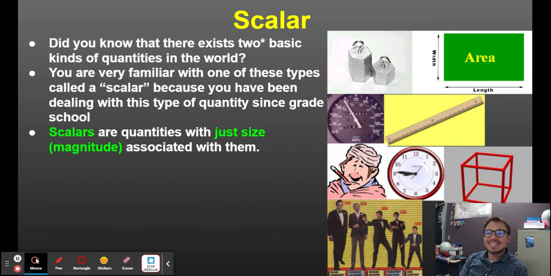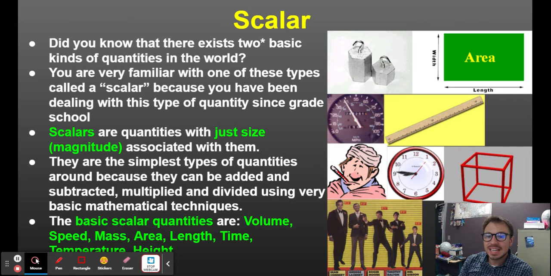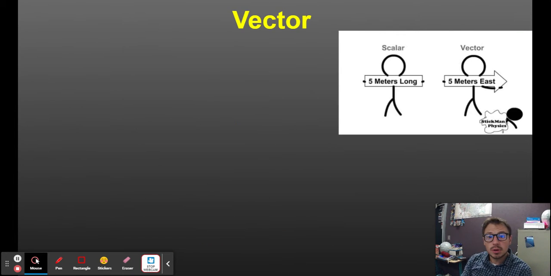The first type is a scalar. And scalars are quantities with just size or magnitude associated with them. So the basic type of scalar quantities are volume, speed, mass, area, length, time, temperature, and height. And these can be added, subtracted, multiplied, divided with no other consideration.